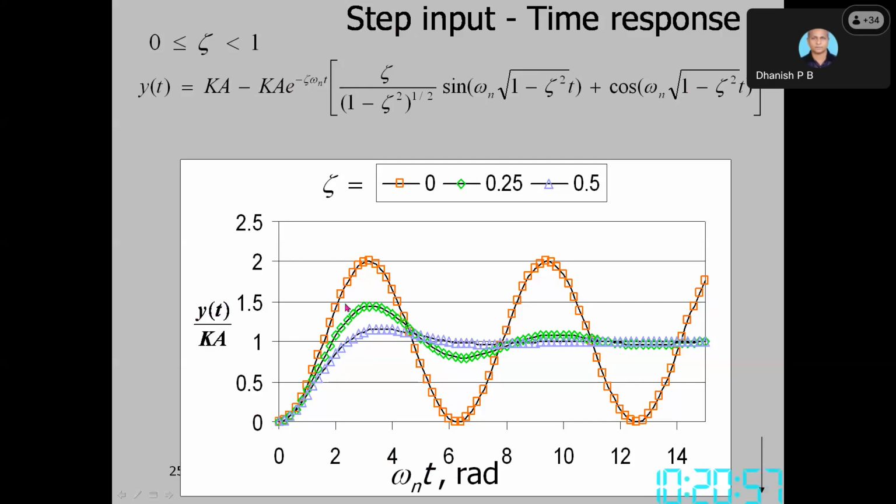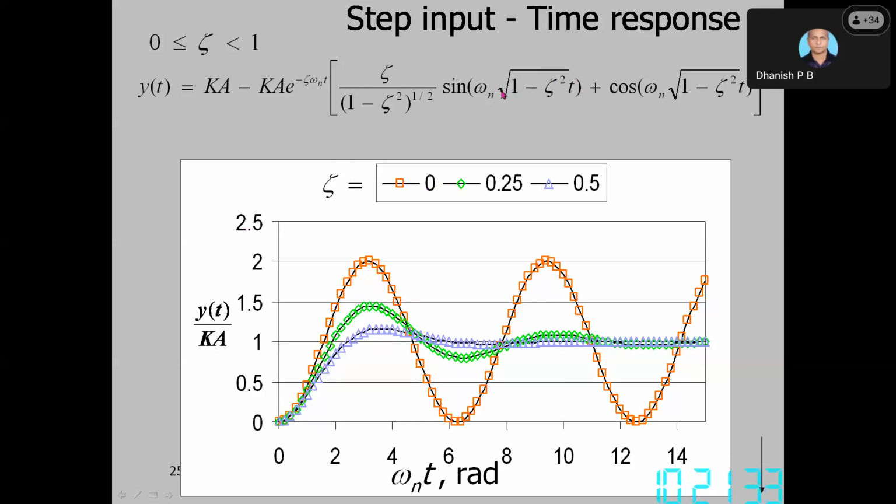So 1 minus e raised to minus something. Ideally it should be Ka, that is, y(t) by Ka will be 1. So ideally it should reach here. Okay, so this is what it should show, but actually it will show different values depending on the value of zeta. So when zeta equal to 0, that is, there is no damping at all, the signal will show, so when t equal to 0, it is sine omega n.